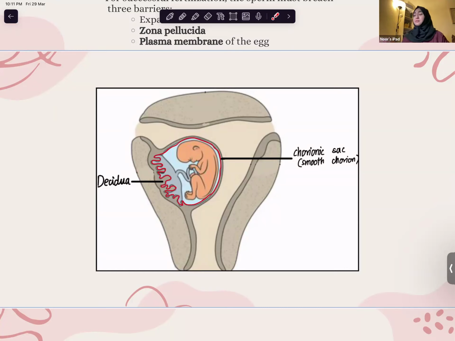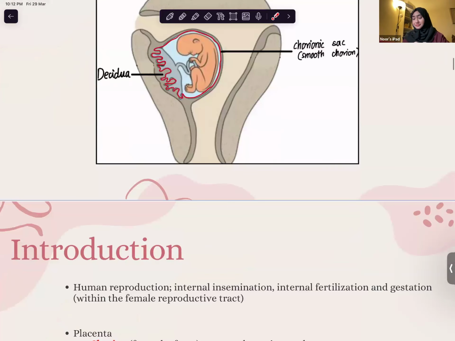Part of the baby's placenta is called chorion. So this is a chorionic sac, which is basically a membrane around the fetus. But you see this red outline here. This is basically called chorion. It's contributing to the placenta. So in other words, decidua is here and the chorion is here. So this basically forms the placenta. Okay, the connection between the mother and baby.